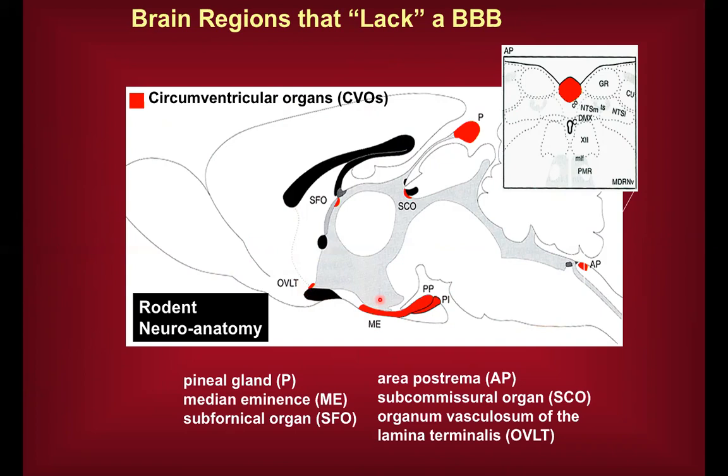Here's a whole list of them. I'm not going to ask you to know these. You might see them in some papers. I can just list them for you, but I would never ask you which areas are circumventricular organs. It's not a neuroanatomy class. But you'll see things like the median eminence, the pineal gland, the subfornical organ, the area postrema, the lamina terminalis, and you can see them here within the ventricles. Anybody know why the ventricles are there?